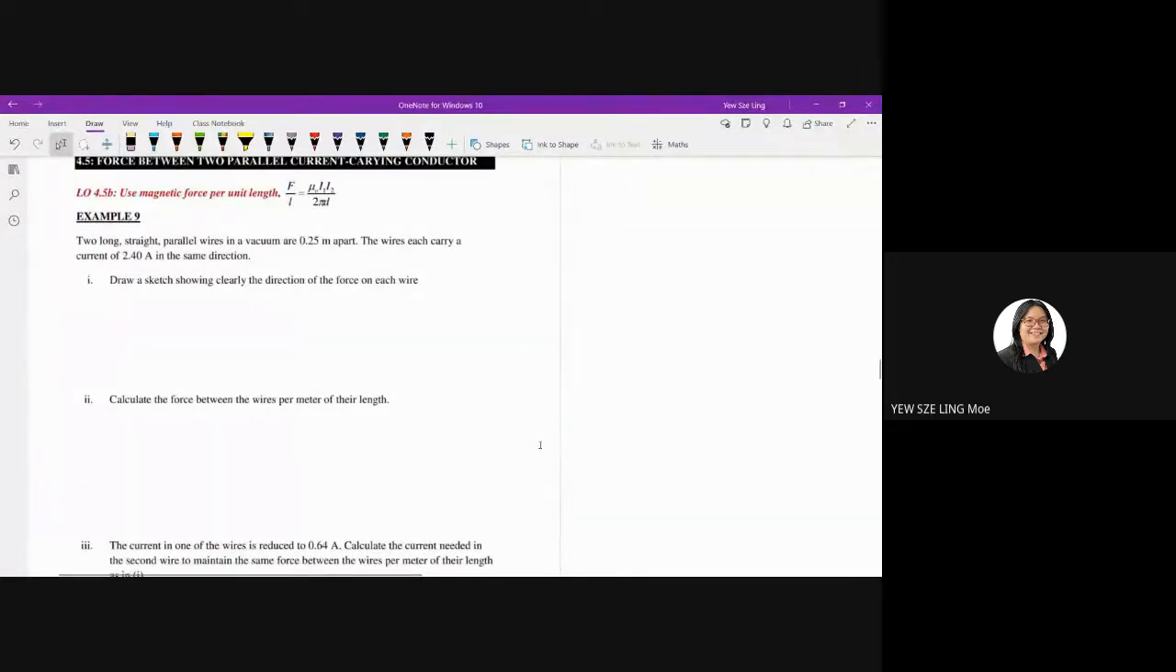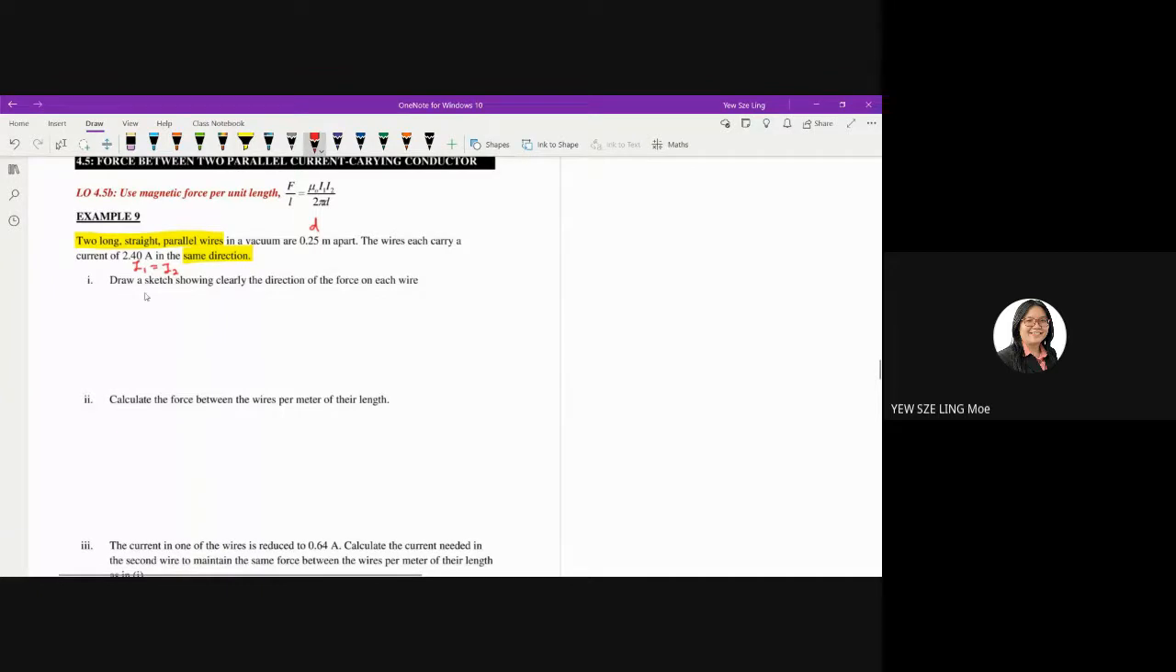Okay, now this question. It's long, okay, but you see the first statement already tells you which equations to be used. Two long straight parallel wires. You have a case with 2 straight conductors in a vacuum, 0.2 meter apart. So this is the distance D between 2 wires. The wires each carry a current I in the same direction. Each carries a current, meaning that I1 equals I2. And the keyword again is in the same direction.